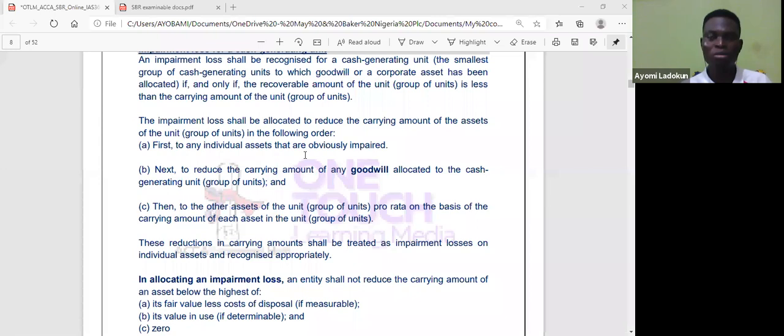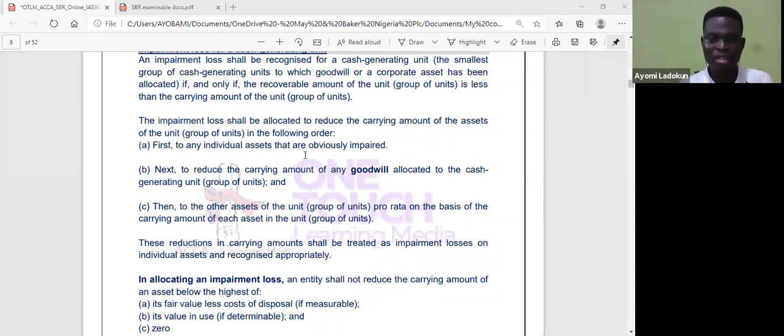Now, they have their carrying amount. I'm not doing this on the board, so let me not put figures to that, but let me just try to explain. The impairment loss is 150. Now the first procedure says impair obviously impaired assets. All you need to do is to look at the question and just follow the instruction in the question.